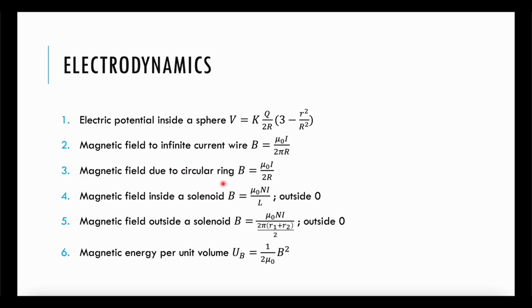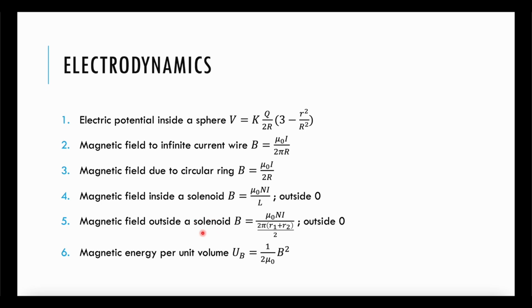Magnetic field due to circular ring is mu0 I by 2r. Magnetic field inside a solenoid is mu0 N I by L, where L is the length of the solenoid, N is the number of turns, I is current, and outside of solenoid the magnetic field is 0. Magnetic field outside, this is a typing mistake.